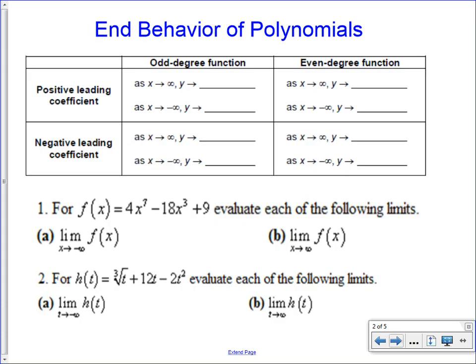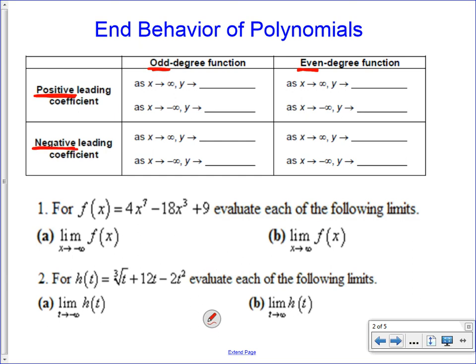All right. Now, since we know to evaluate these limits, we have to find the end behavior. We're going to look at some different functions. Okay? We're going to review end behavior of polynomials, because if the function is a polynomial, then to evaluate these limits, we just have to know the end behavior. Okay, so with your polynomials, your end behavior is determined by the degree, whether the degree is odd or even, and also by the leading coefficient. So whether that leading coefficient is positive or negative.